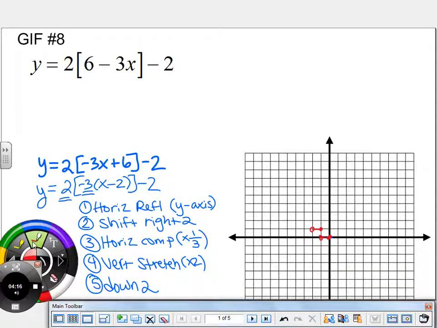All right, then the next transformation we're going to do is we can go ahead and shift and finish up all of our horizontal stuff. So if we shift everything to the right 2, then these steps are going to end up over here.